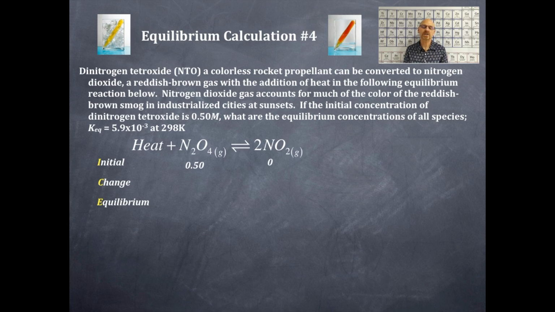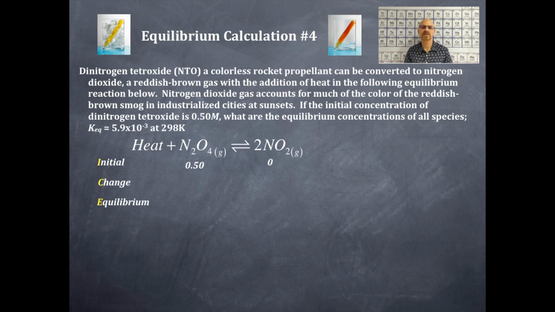Now, there's going to be a shift. I have some of the reactant and nothing on the product side, so it's going to have to shift towards the products. That means that the reactant is going to decrease. The products are going to increase. As the reactants decrease, that's where the negative sign is coming from. As the product increases, that's where the positive sign is coming from.